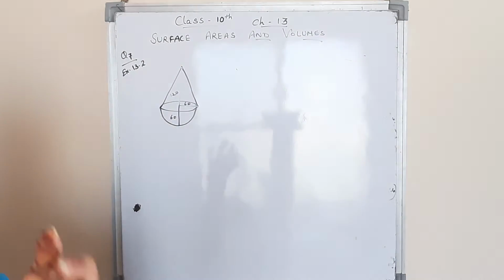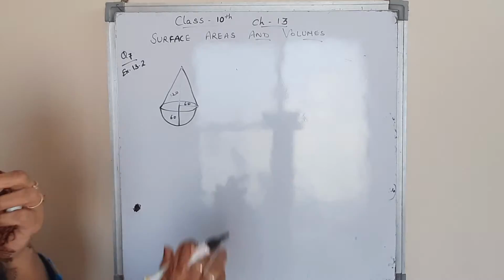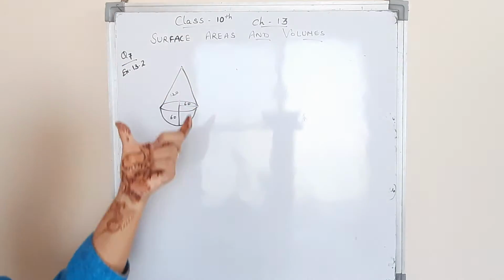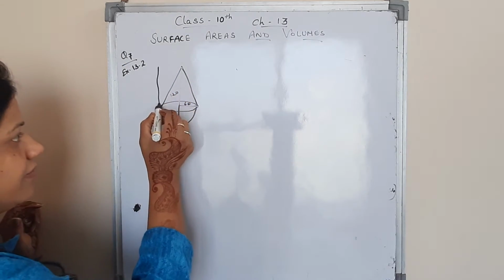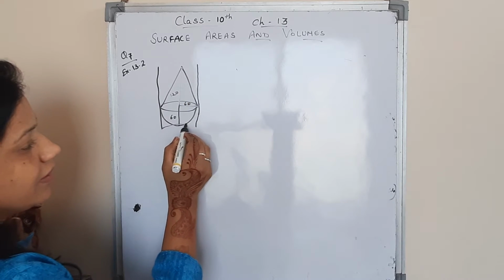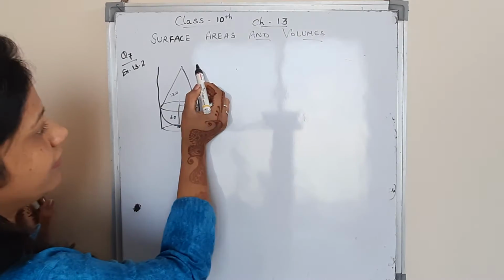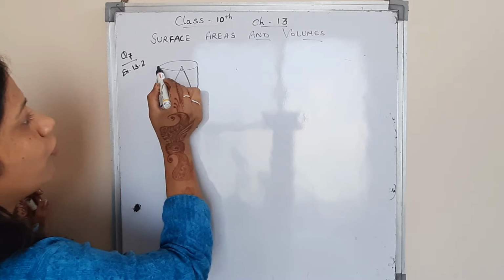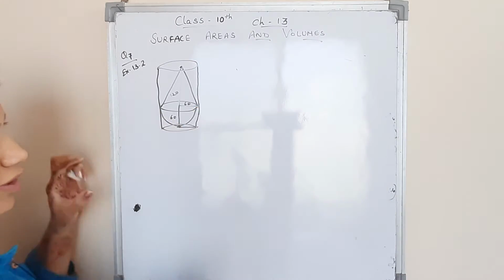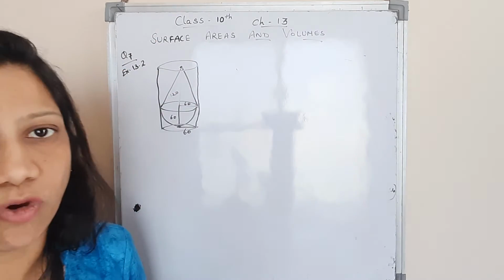Try to understand the meaning of this line. He is saying that it is placed upright, means it is in this same way, not horizontally, upright in a right circular cylinder. Second thing, it is completely immersed in it. It means it touches at the center of the cylinder and its height ends at the top of the cylinder. It means the radius is also equal. I hope it is understood.